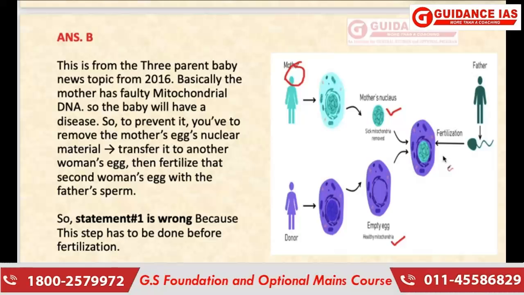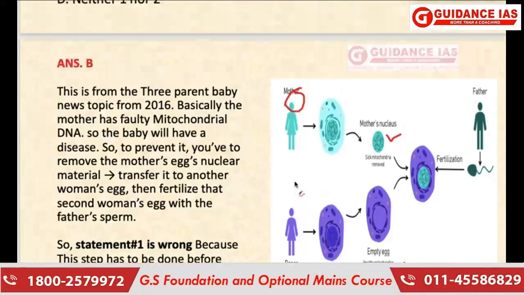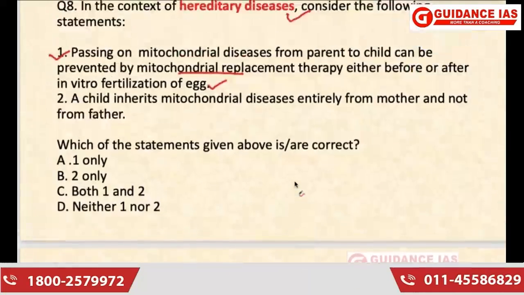ambience, will give the environment to the mother's nucleus in such a way that the healthy things will produce, and this healthy mitochondria in the donor egg can allow for the normal development, and it will stop the transmission of the mitochondrial diseases. Hence we can prevent any kind of mitochondrial diseases, right?